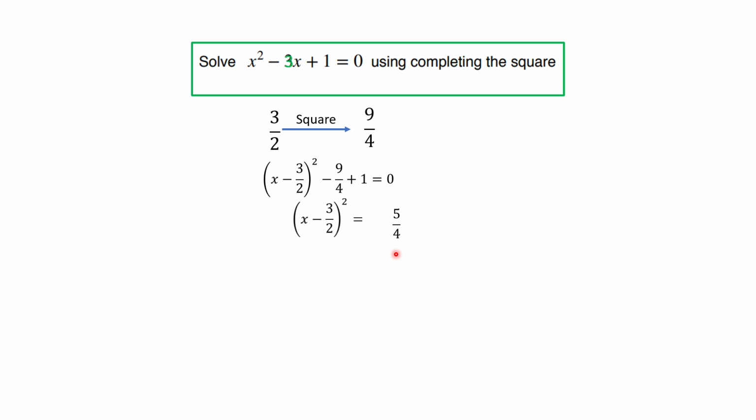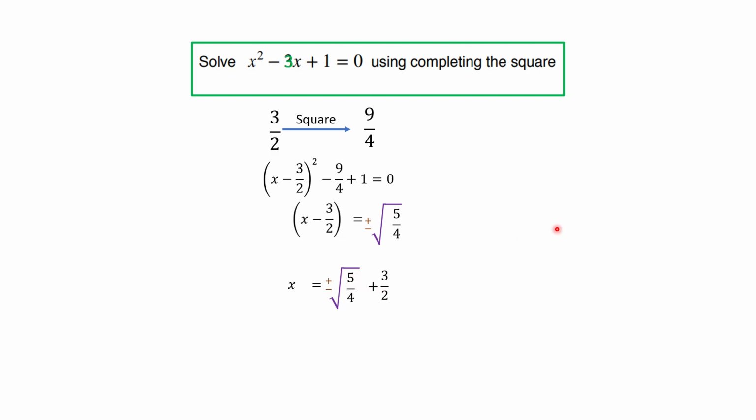So what we'll do now is we square root both sides. The 2 and the square root cancel each other. So you'll end up with x minus 3 over 2 is plus or minus root 5 over 4. Now do plus 3 over 2 on both sides. You will have x equal, take the positive part first, so it's root 5 over 4 plus 3 over 2. Right? So it's plus or minus root 5 over 4 plus 3 over 2.